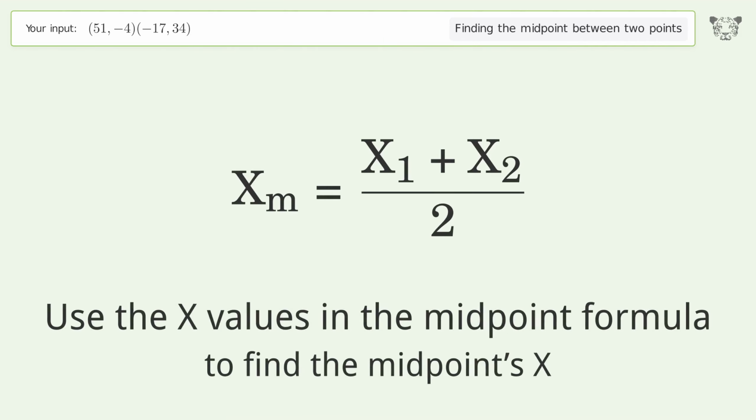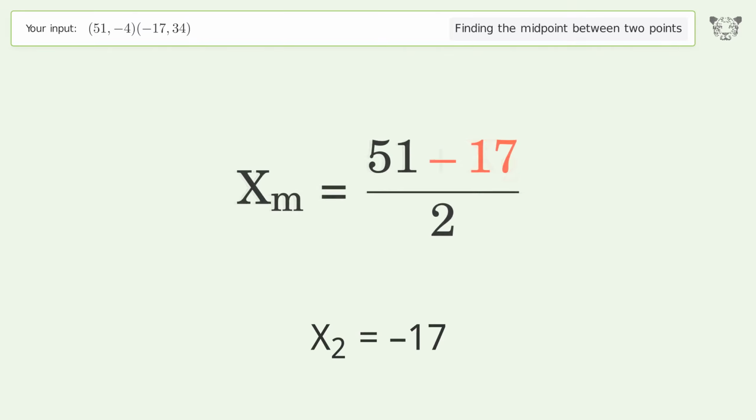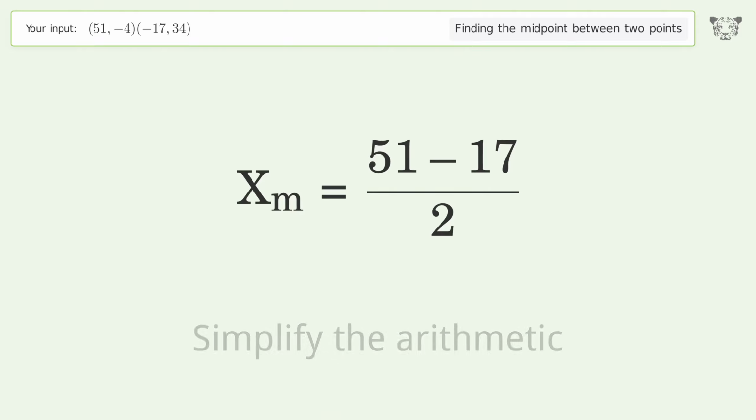Use the x values in the midpoint formula to find the midpoint's x. x1 equals 51. x2 equals -17. Simplify the arithmetic.